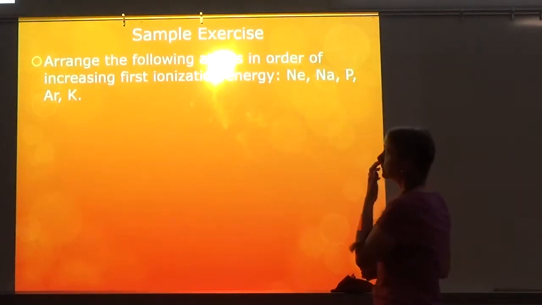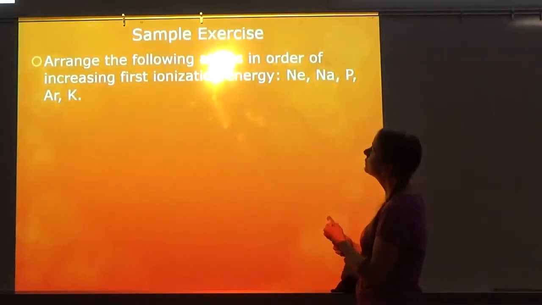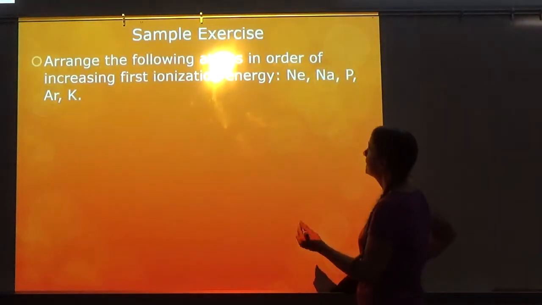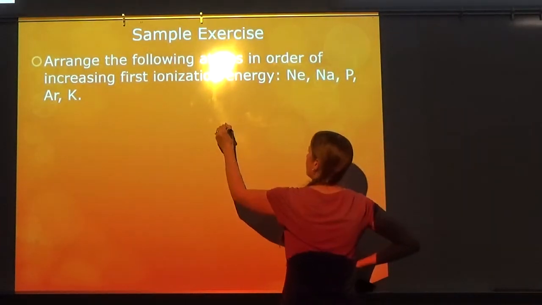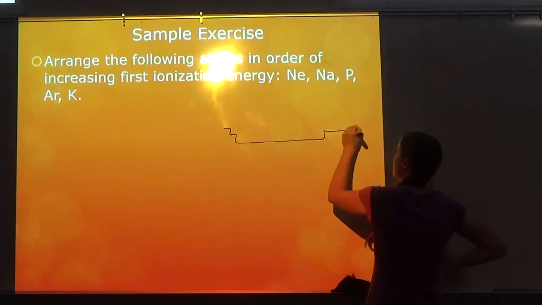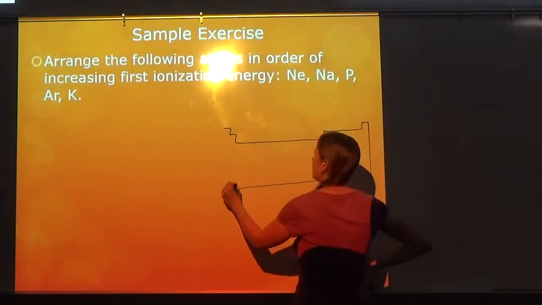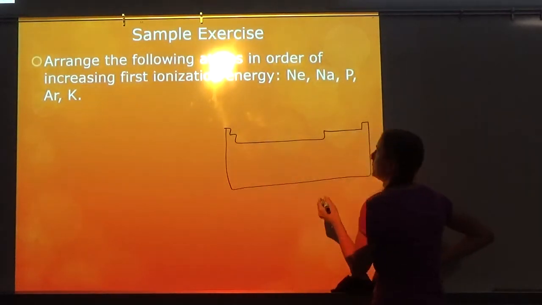So let's look at our next one. It says, arrange the following atoms in order of increasing first ionization energy. Oh gosh, and of course they're all over the place. So here, let me just throw a quick periodic table up here in case you're not looking at one, and I'll put them where they are.